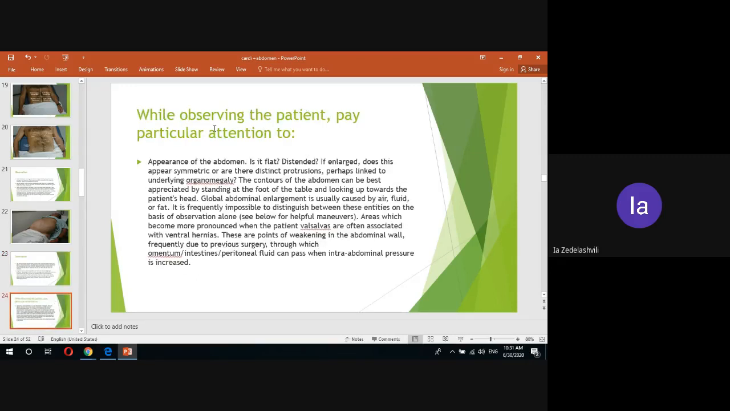While observing the patient, pay particular attention to the appearance of the abdomen. So the first look at your patient will give you some understanding of some kind of disease. Maybe from the first look you can make a first diagnosis as well. So, is it flat, distended, or large? Does it appear symmetric, or are there distinct protrusions perhaps linked to underlying organomegaly? What is organomegaly? Inside our abdomen we have some organs. So megaly is increasing in size. If you have hepatomegaly, it means that your liver is bigger than in a normal person, dramatically bigger. Or splenomegaly, it means that the spleen is bigger than normal.